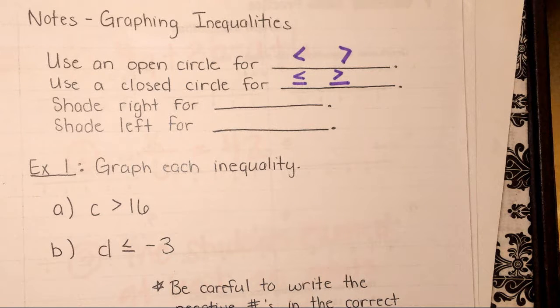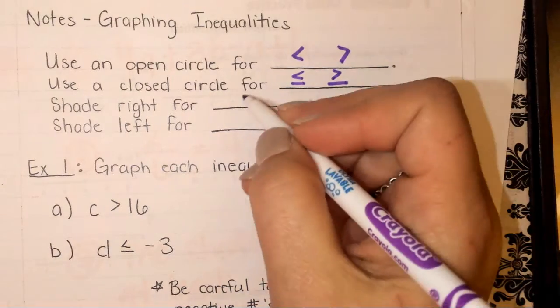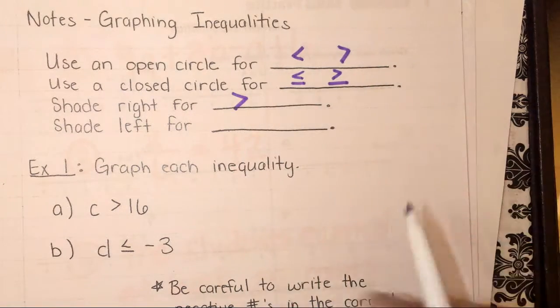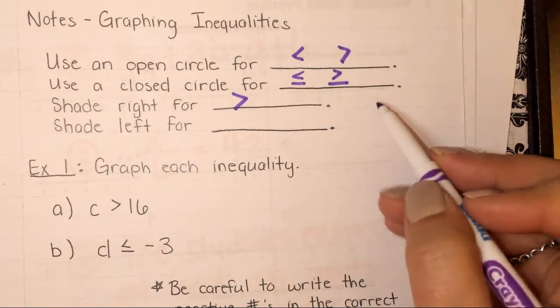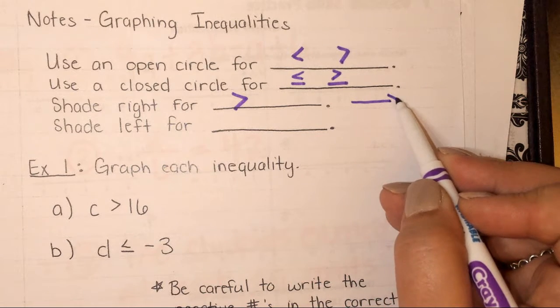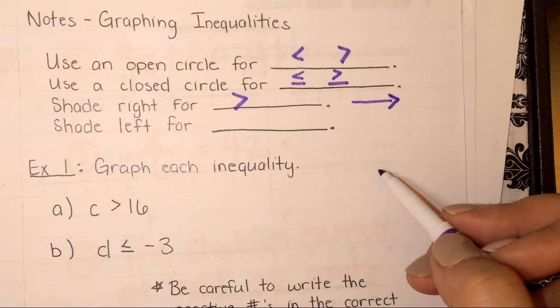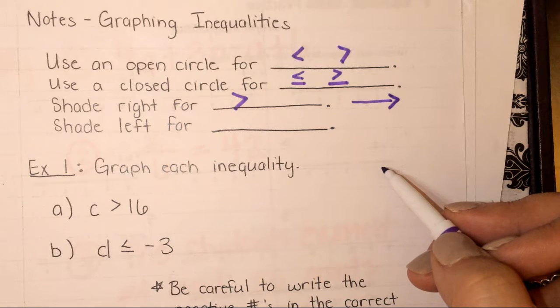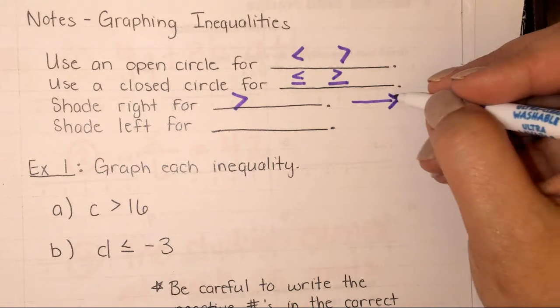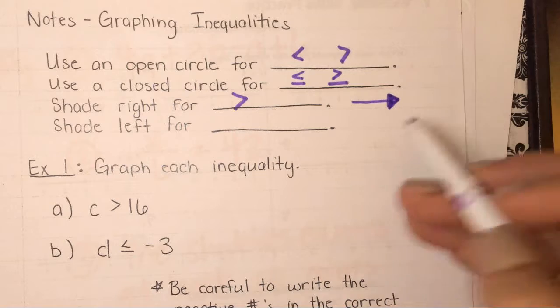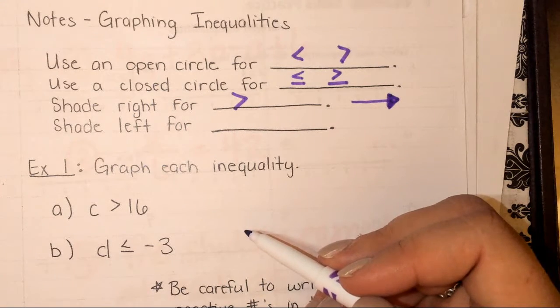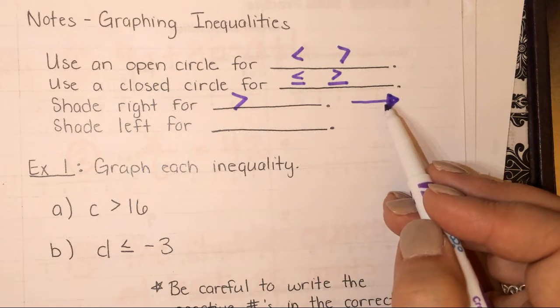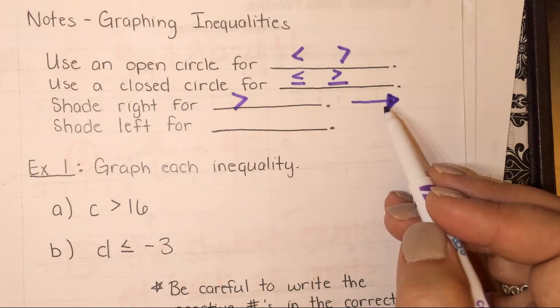What sign do you think we would shade to the right on a number line for? Think about it. Greater than, because what's on the right of the number line? Everything that is greater than. And look what happens. If I have a number line going this direction, and we have our arrow at the end that shows that the number line continues, look at that arrow, and look at your greater than sign. This is the direction you're going to shade. It's to the right. It is the same.